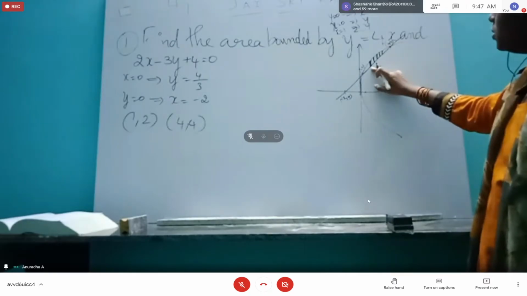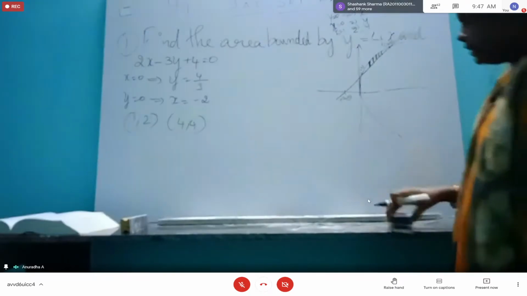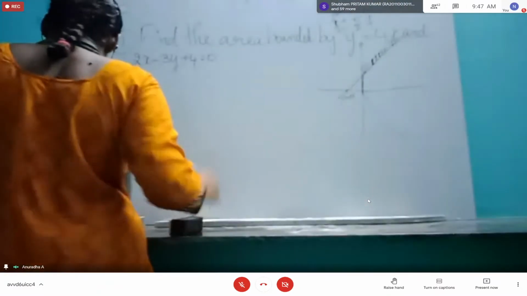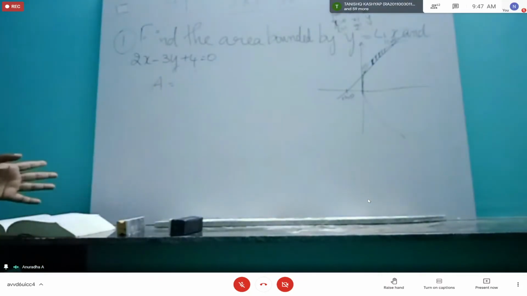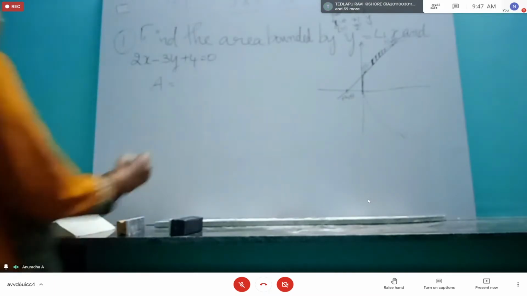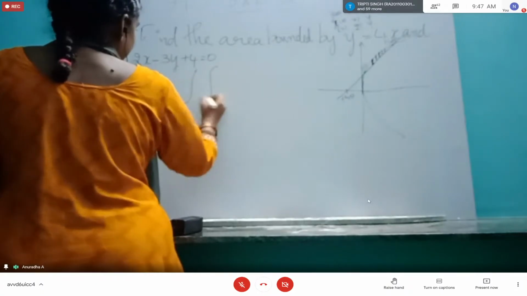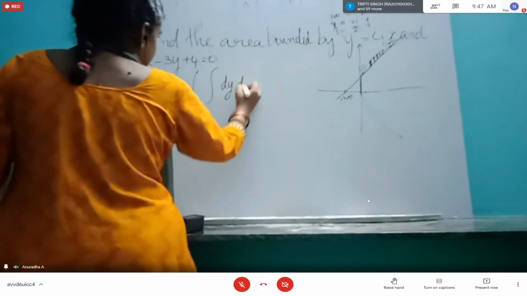That means the strip is parallel to the y-axis, so y will come as the inner integral. So the area is, there is no 2 times here, because the region we are finding is not cut by the axis anywhere. It is a double integration with y limits inside, x limits outside, dy dx.